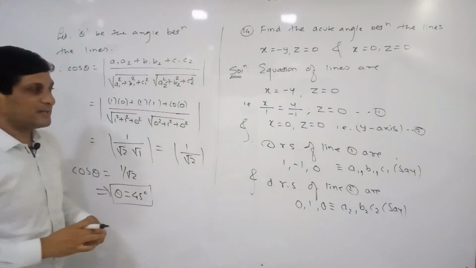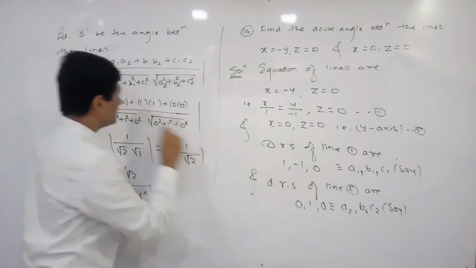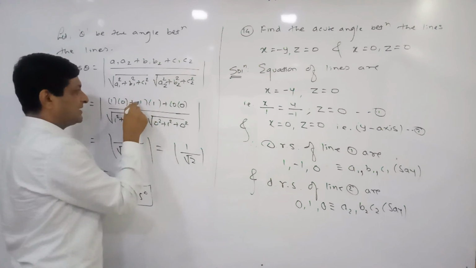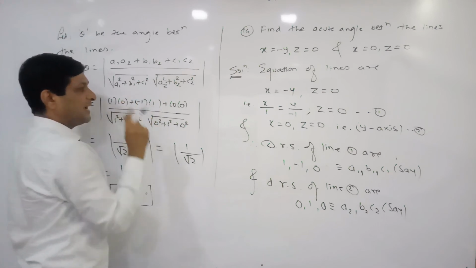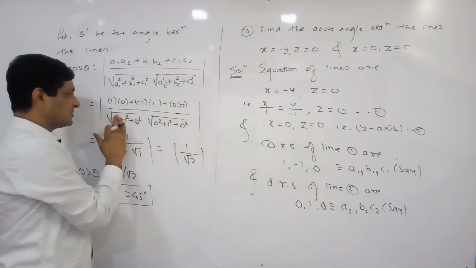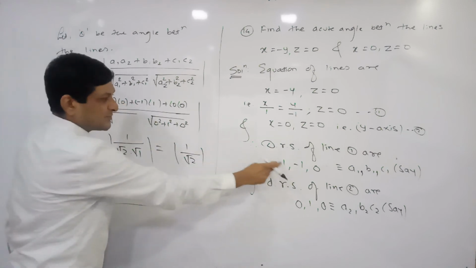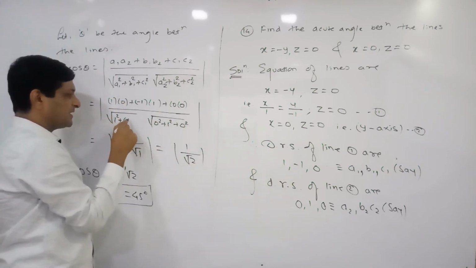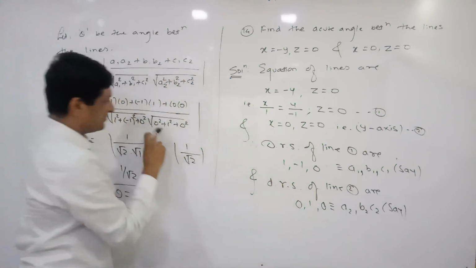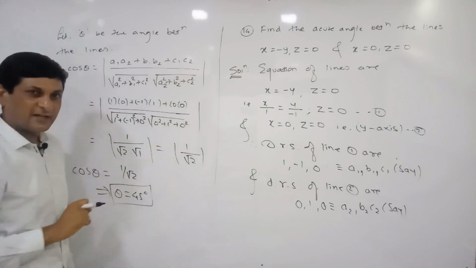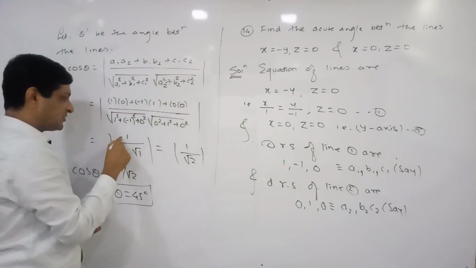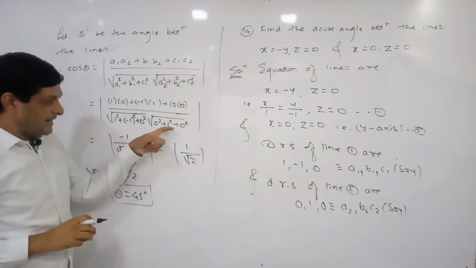Means the direction ratios of both the lines are known to us. Apply the same formula here. Again according to this formula, a1 a2 means 1 into 0, b1 b2 means minus 1 into plus 1. So here we'll get minus 1 into plus 1, and lastly 0 into 0, that is c1 c2 is 0 into 0. Substitute these values in the denominator. a1 square, what is a1 square? 1 square, plus b1 square, b1 is minus 1, and c1 is equal to 0. In the denominator 0, 1, 0 is there, means 0 square plus 1 square plus 0 square. Now the remaining part is calculation. Here we'll get 0, here we'll get 0, here we'll get minus 1. In the denominator here we'll get root 2 and here we'll get root 1.